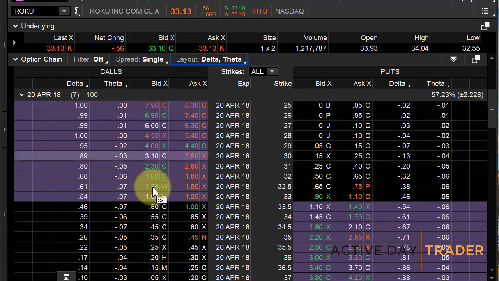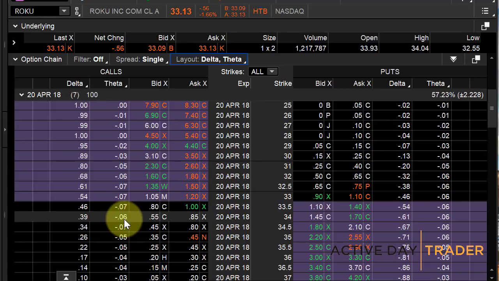Over 7 days, these options are going to go lower by 6 cents. That's the amount of theta that the option will lose per day going into expiration. This will accelerate as we get closer and closer to expiration.